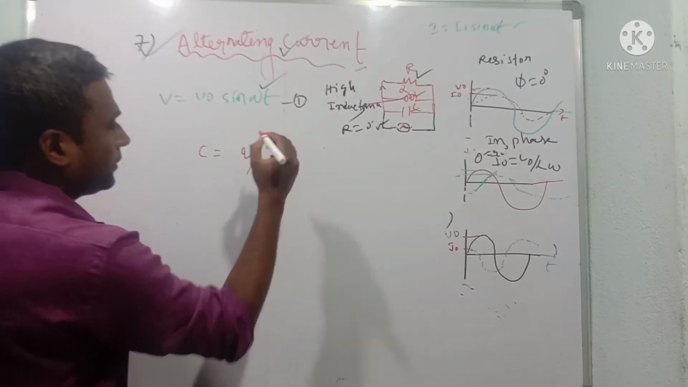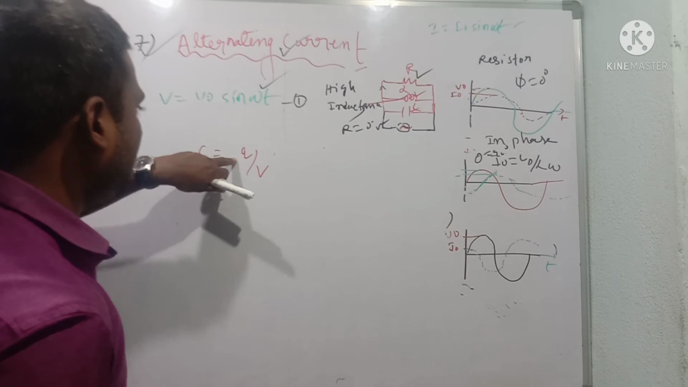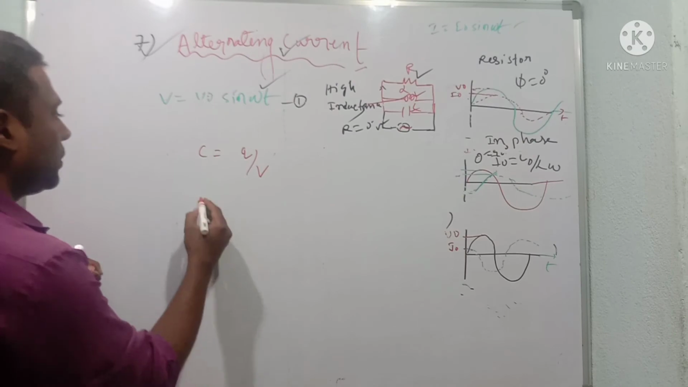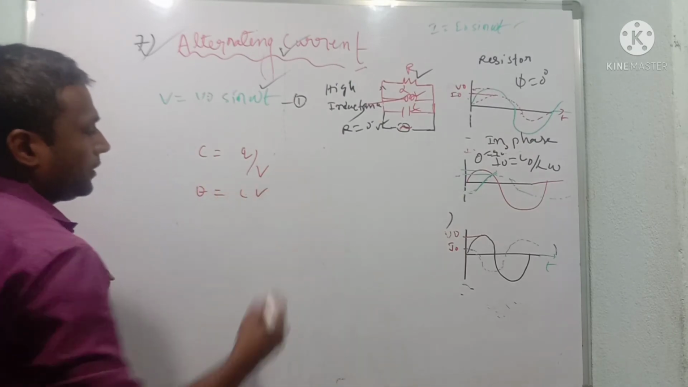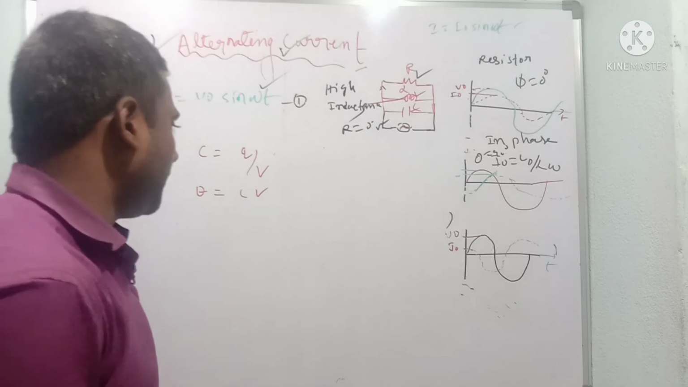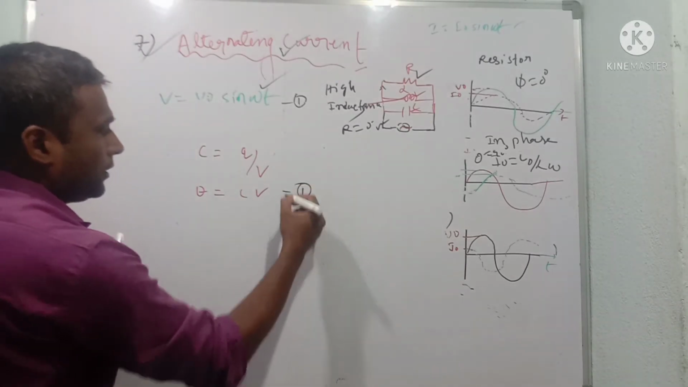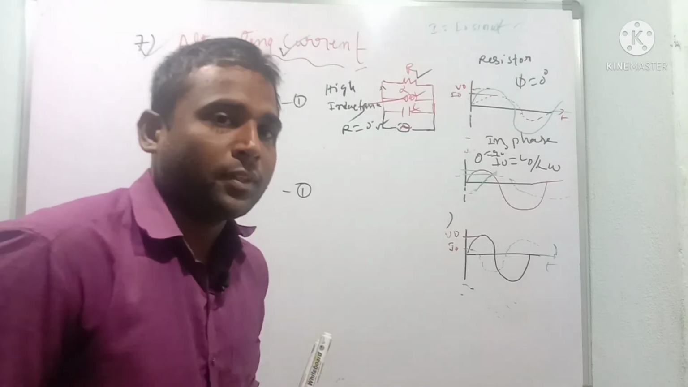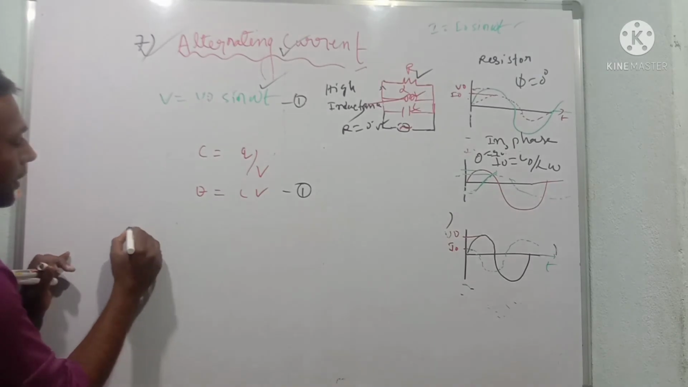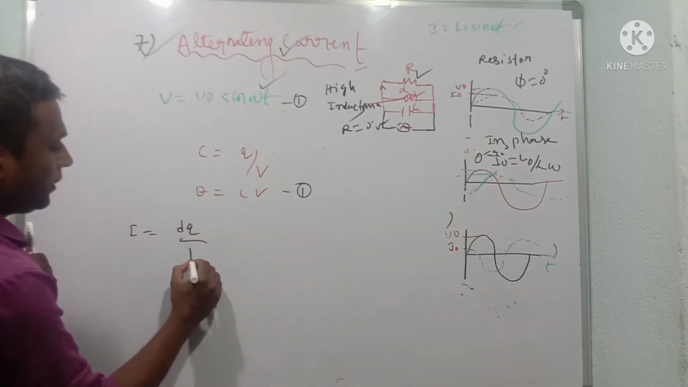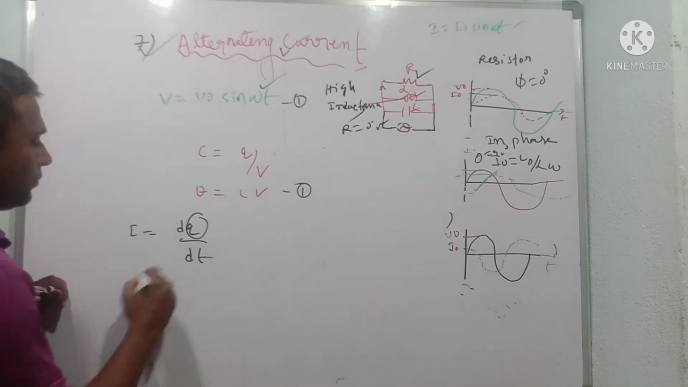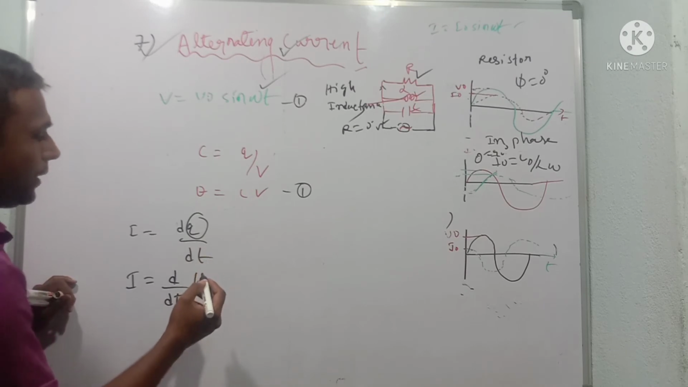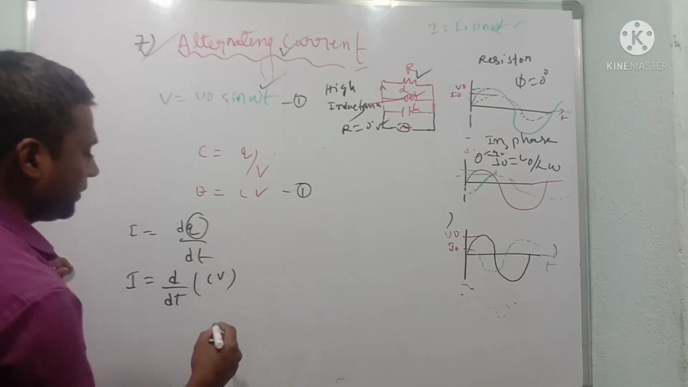Now I want to find what, children? I want to find current. I want to get the expression of current. So what I can do, that is Q is equal to C into V. Very simple, cross multiplication. You call this equation number 1. We know that the current changes, so the expression for current is given by I is equal to dq by dt. So let us substitute this q value. So I is equal to d by dt of, and what happens, children? Q is equal to C into V.